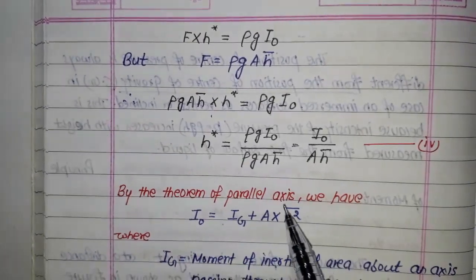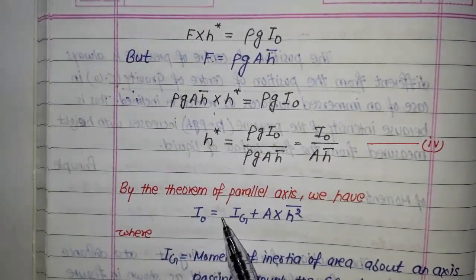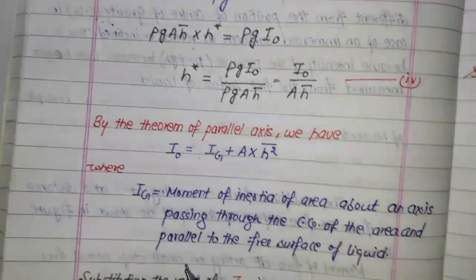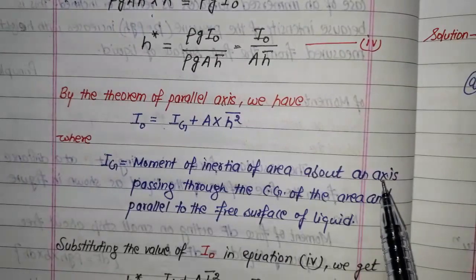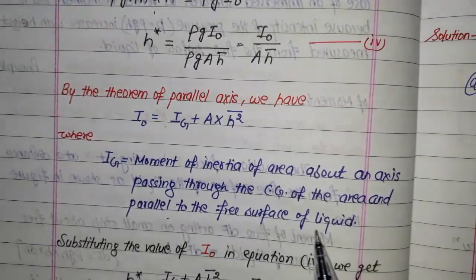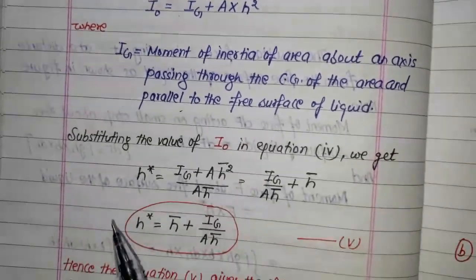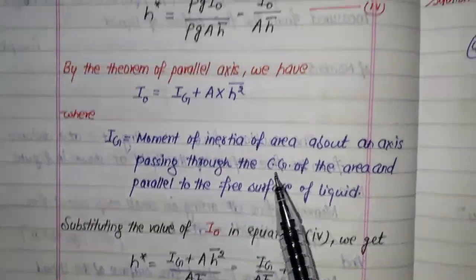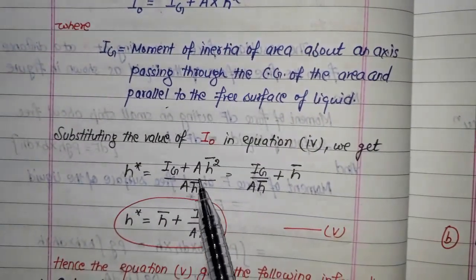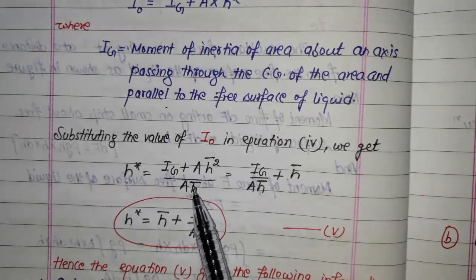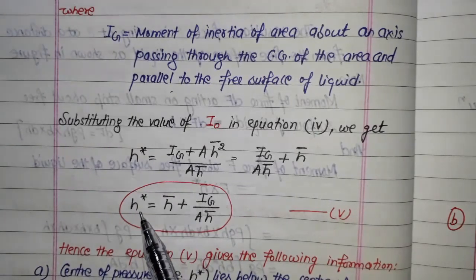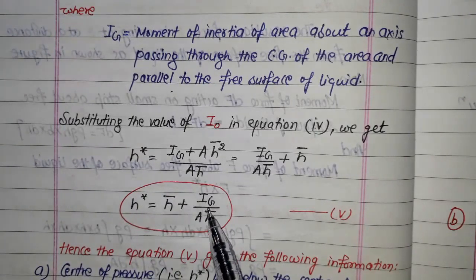And by the theorem of parallel axis, we have I naught equal to Ig plus A into h bar square, where Ig is the moment of inertia of the area about an axis passing through the center of gravity of the area and parallel to the free surface of liquid. Substituting the value of I naught in equation 4, we get h star equal to Ig plus A h bar square upon A h bar. So h star equal to h bar plus Ig upon A h bar.